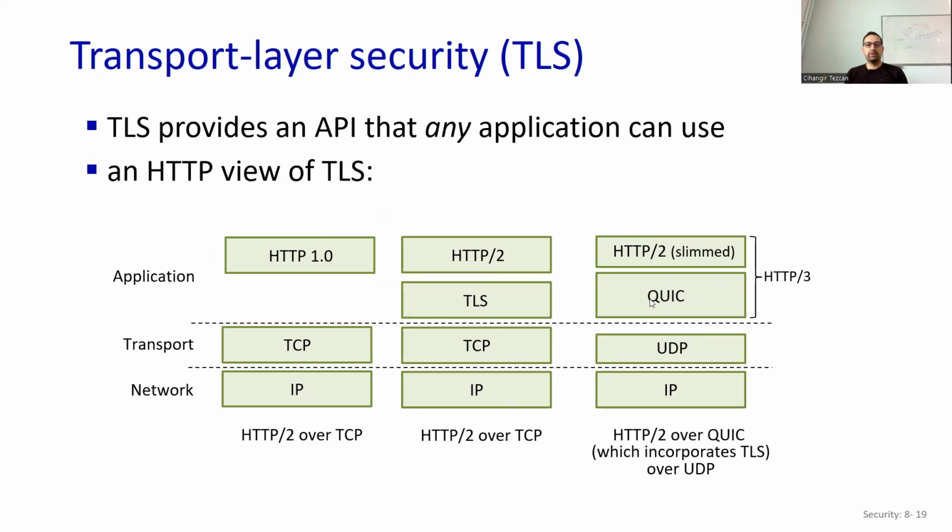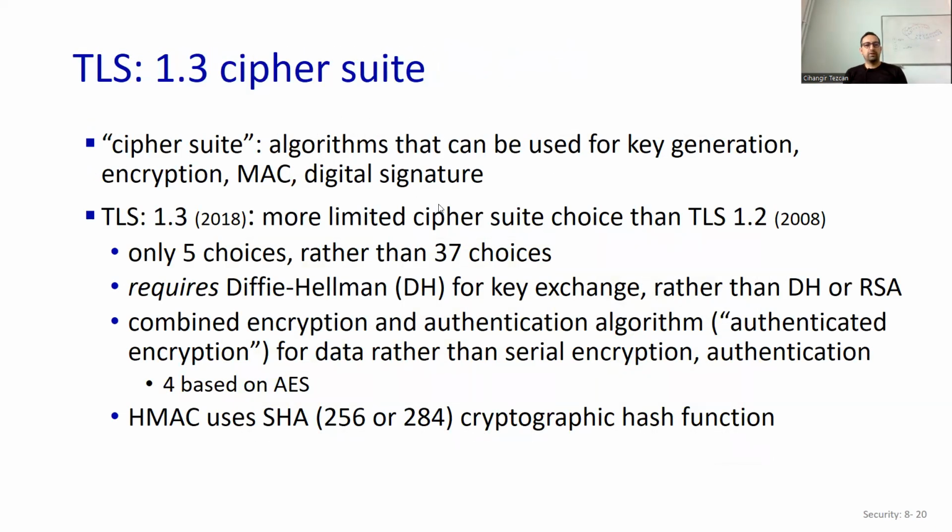And nowadays, we already mentioned QUIC. So QUIC actually incorporates TLS over UDP, right? This is referred to as HTTP3, which we already mentioned, okay? So, which ciphers are we allowed to use? This is called a cipher suite: algorithms that can be used for key generation, encryption, MAC, and digital signature. In TLS 1.3, we have fewer ciphers compared to TLS 1.2, okay? Only 5 choices rather than 37 choices.